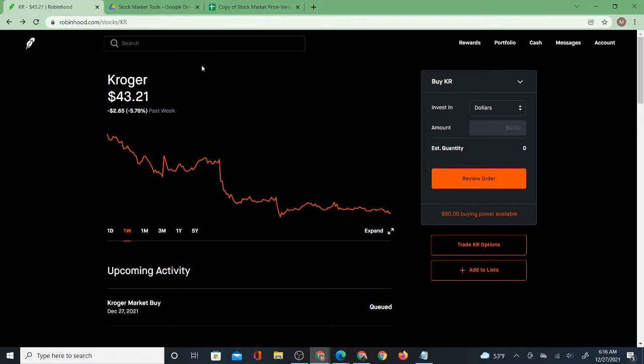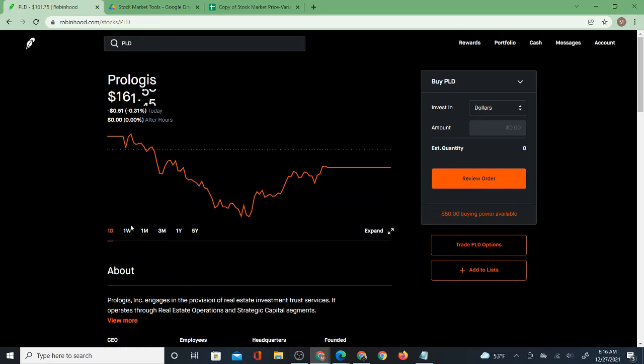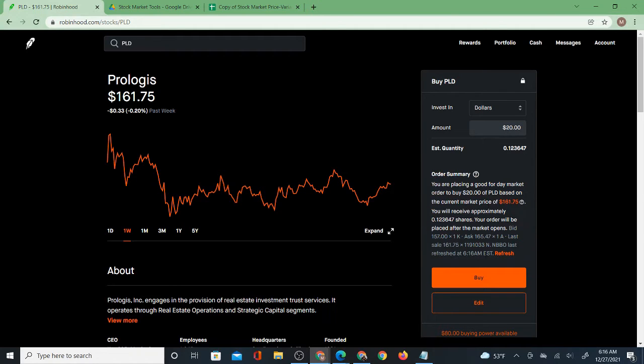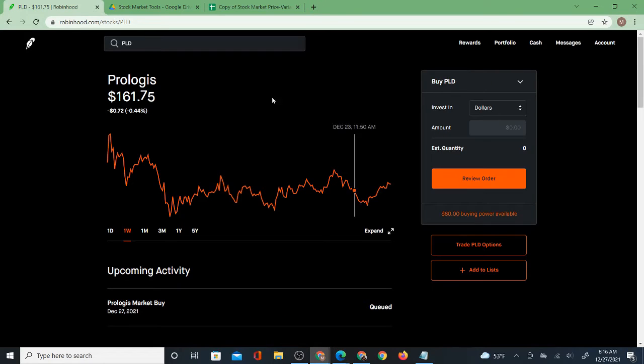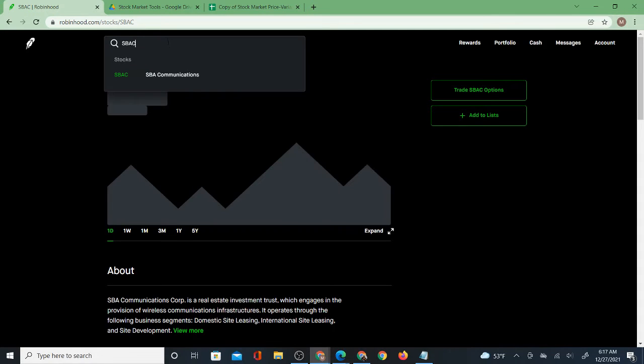Another one that I'm going to do is PLD, which is Prologis. You can look at this one as well. That's also $20, review order. It's the same thing. When the market opens, it's going to buy $20 of that as well. Next one that I'm going to do is SBAC, which is SBA Communications. I'm going to wait for that. So I'm taking my $100 and I'm splitting it up over 5 stocks, so I'm doing $20 each.